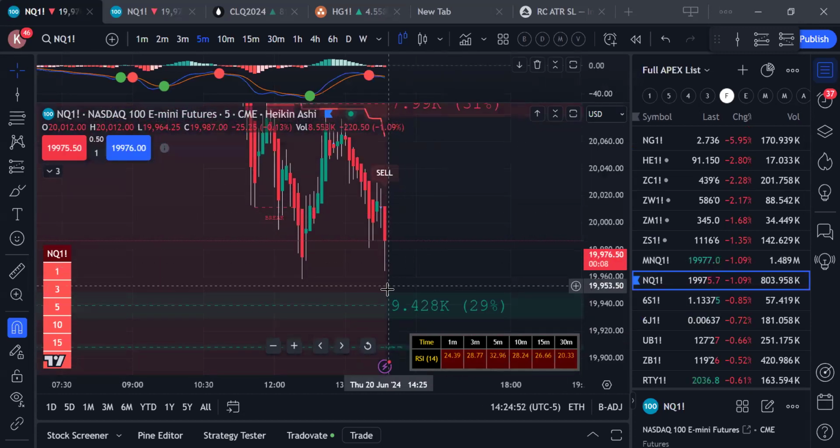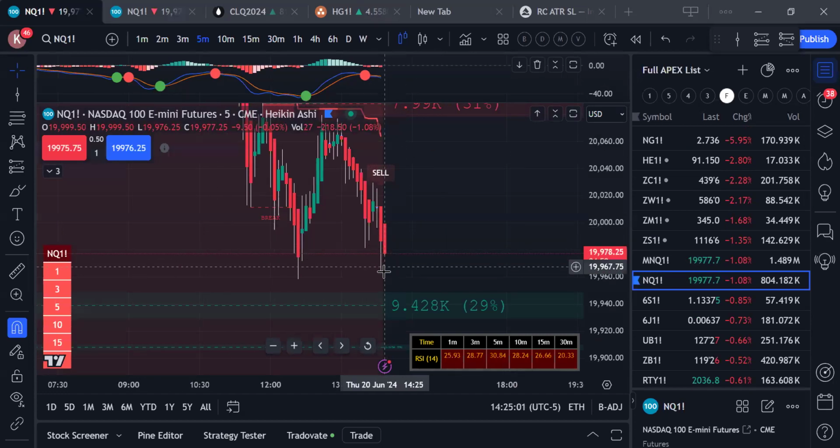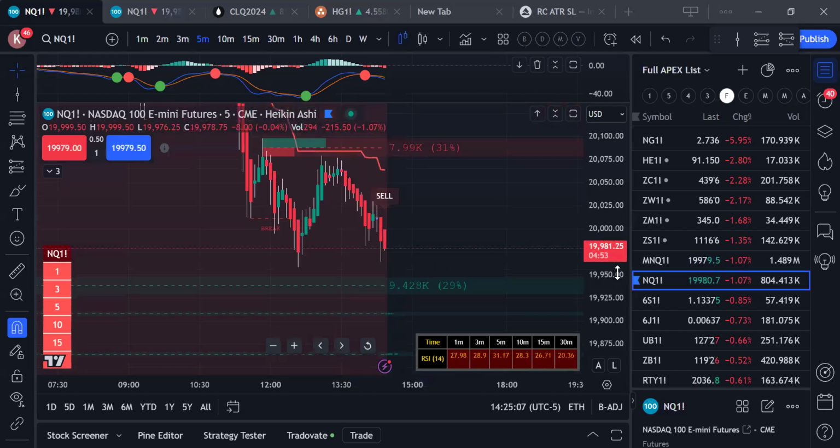It may come all the way to the bottom and again bounce back. So take profits if you have QQQ puts or NQ short, because in the last 30 minutes again they will take it back.